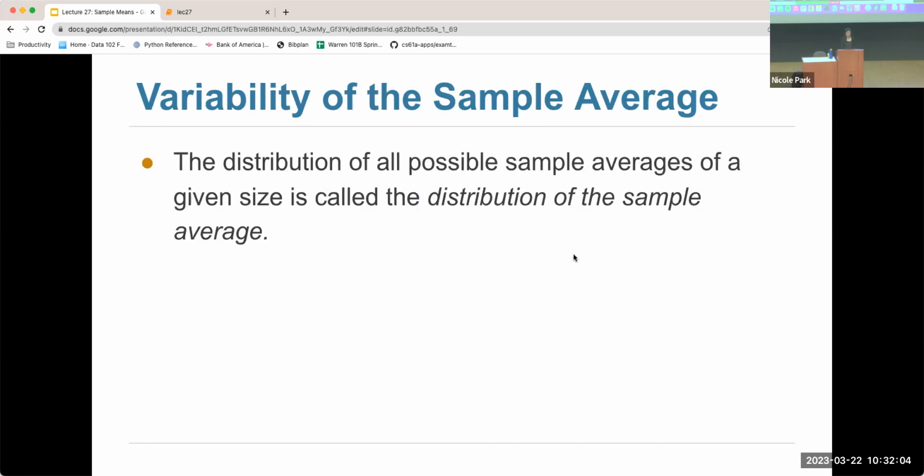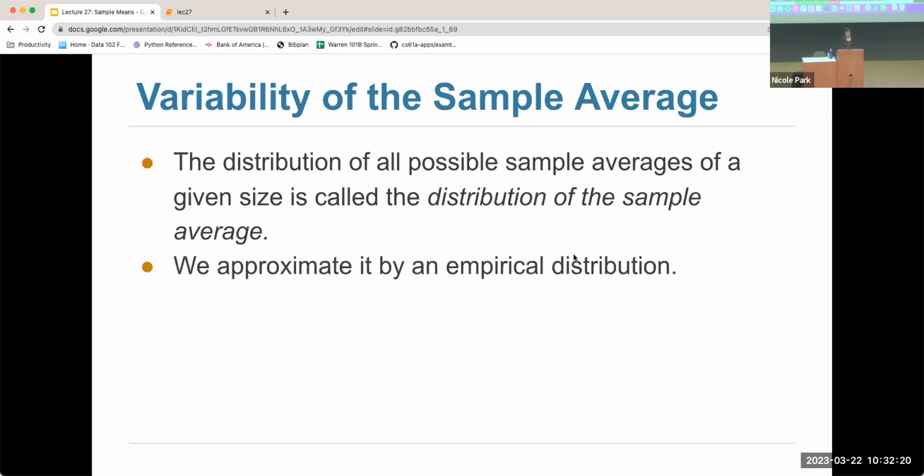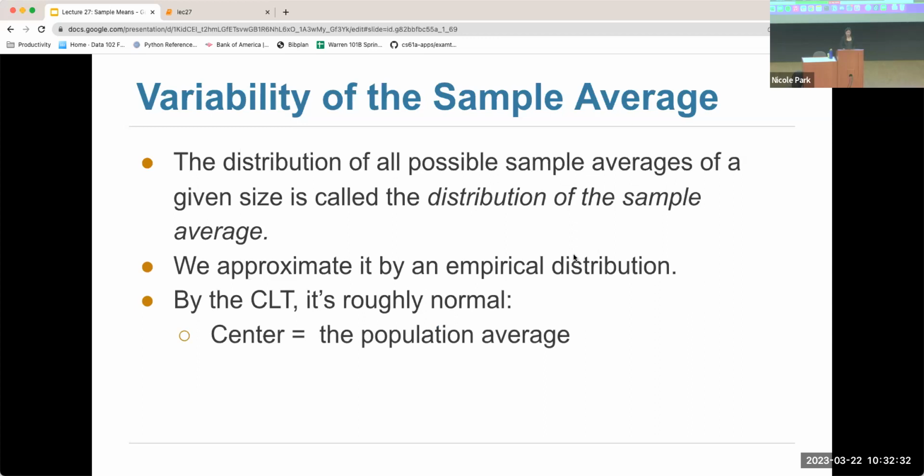Okay, variability of the sample average. The distribution of all possible sample averages of a given size is called the distribution of the sample average. Just reiterating so that you remember, that sample average distribution is the distribution of all of those possible samples and their averages. We approximate it by an empirical distribution, and by the CLT, the central limit theorem, it's roughly normal because it's a sample average. The center is going to be the population average, and then we're going to go over the square root law in the next slide.